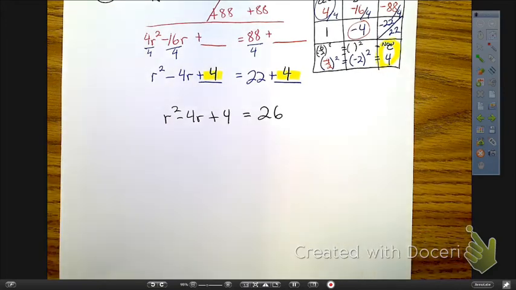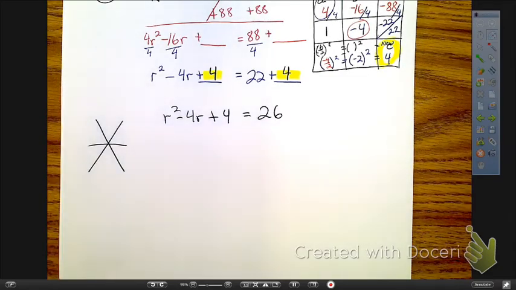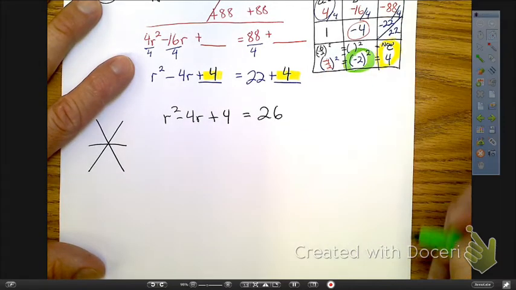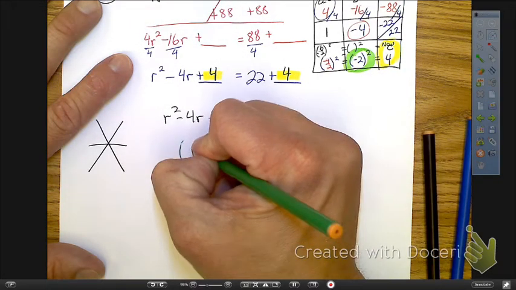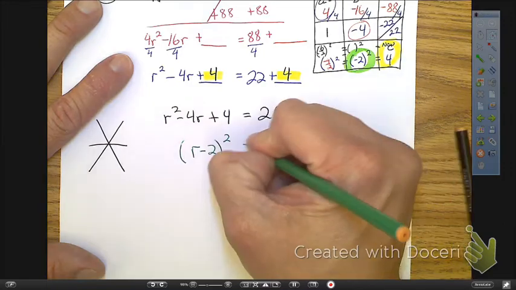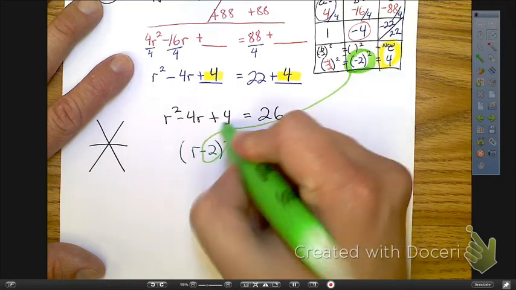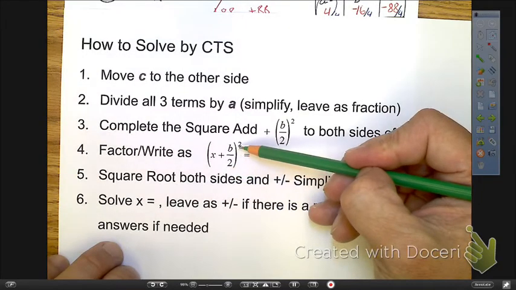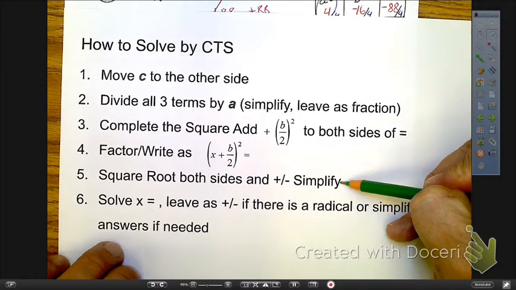At this point, we have a choice. We can either set up our super X and factor, or we can look at our square graphic organizer that we used and realize we have a shortcut. R minus 2 quantity squared equals 26. Now that we have quantity squared, what we just did was step 4. We factored, we wrote it as b over 2 quantity squared. Now we're going to square root both sides and simplify.